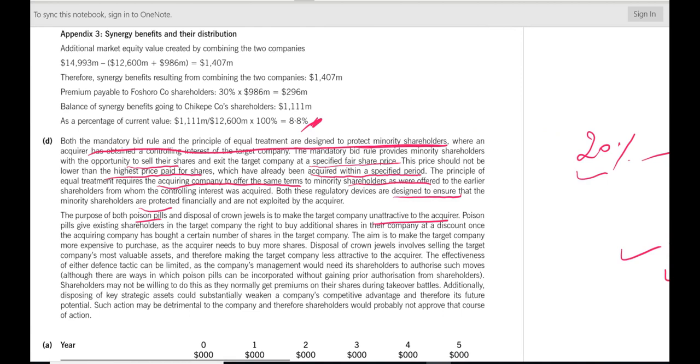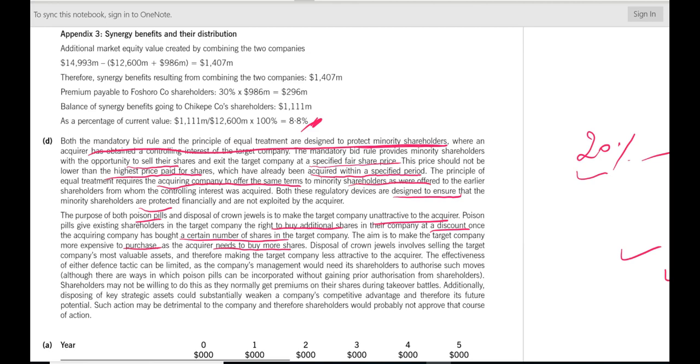A poison pill gives existing shareholders in the target company the right to buy additional shares in their company at a discount once the acquiring company has bought a certain number of shares in the target company. The aim is to make the target company more expensive to purchase, as the acquirer needs to buy more shares. What is a crown jewel? Crown jewel involves selling the target company's most valuable asset, therefore making the target company less attractive.